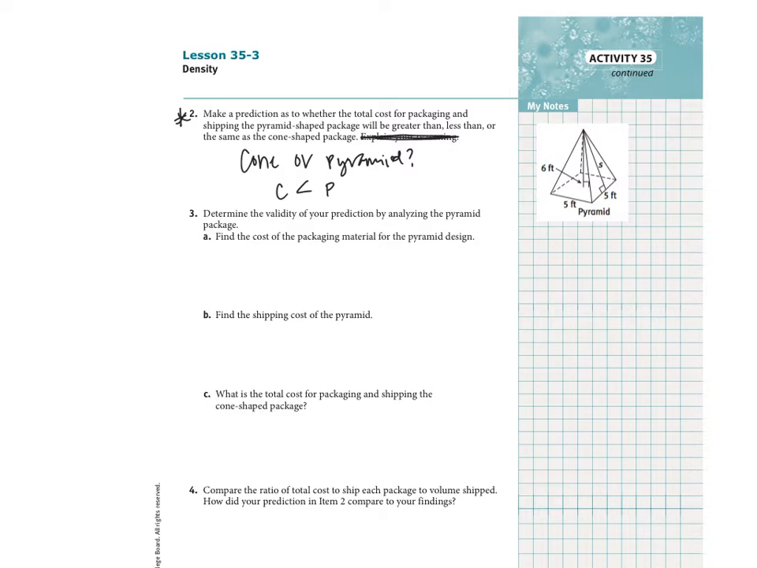Now for 3/8, we want to find the cost of the packaging material for the pyramid's design. Referencing back to our other problem, this means we need to find the surface area of our pyramid. It follows similarly to our cone, right? We're going to have the surface area of the pyramid, which I'm going to abbreviate SA. That is going to be our lateral surface area plus our base B. We can write our lateral surface area as 1/2 times P times L, where P is the perimeter and L is our slant height. Our base here, since it's a rectangle, is just one side times another side. So finding that won't be too difficult.